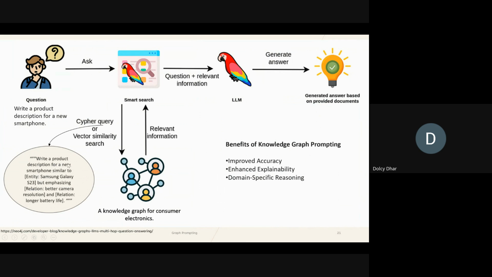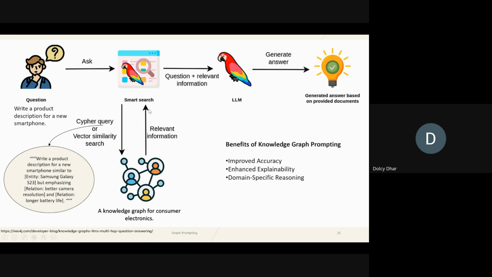So here you are writing a prompt in sort of a graph, not a graph structure kind of way, but you're giving information in between. This is what we usually do. We specify input data, like we saw in the anatomy. So this is input data where the entity is Samsung Galaxy S23, and there are two relationships mentioned for that phone: better camera and longer battery. And what we want is for the LLM to write a new product description for a new phone which is similar to the Samsung Galaxy.